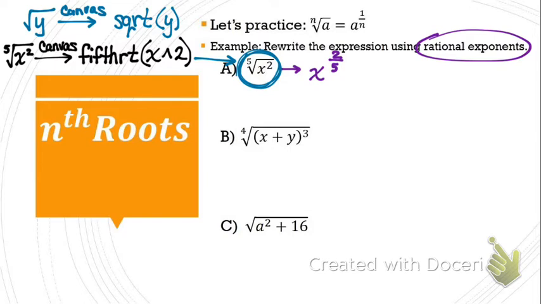What is my base on B? Remember, I want to write this with rational exponents. X plus y is my base. Do I need parentheses around that? Yes. And then what would my rational exponent be? 3/4.